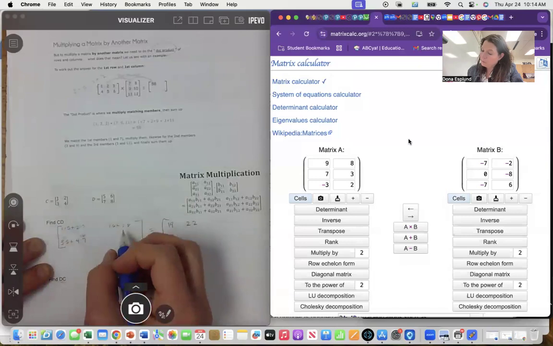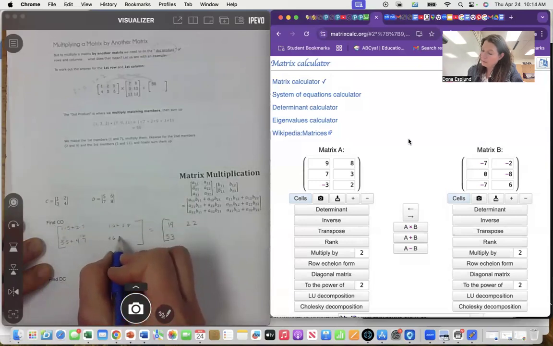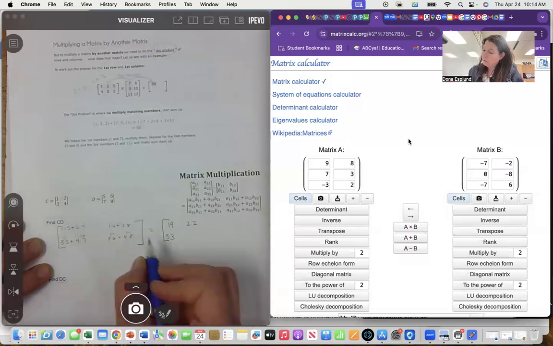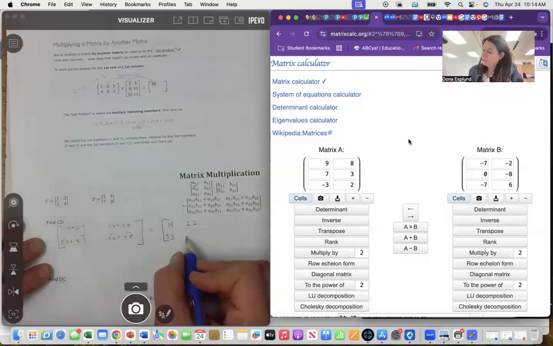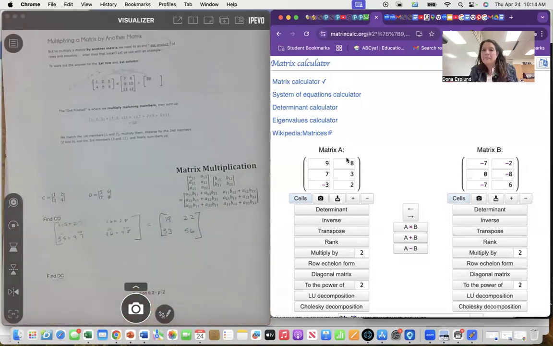And then the last one, I would go 3 times 6 plus 4 times 8. And 3 times 6 is 24, 4 times 8 is 32. And so that should give me a 56. So then if I put those in my matrix calculator, let me go ahead and do it.